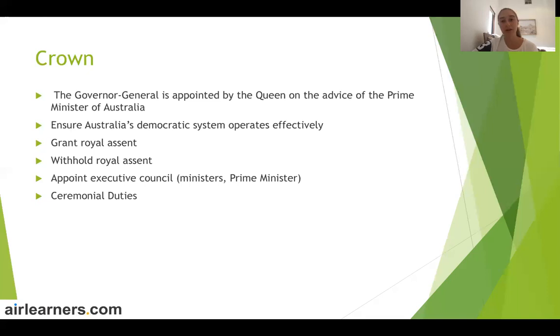Next, we have the Crown. So the Crown is represented by the Governor-General at Commonwealth level, and they are appointed by the Queen on advice from the Prime Minister of Australia. The Crown's main duty is to ensure that Australia's democratic system operates effectively. And the main way that they do that is by providing royal assent.